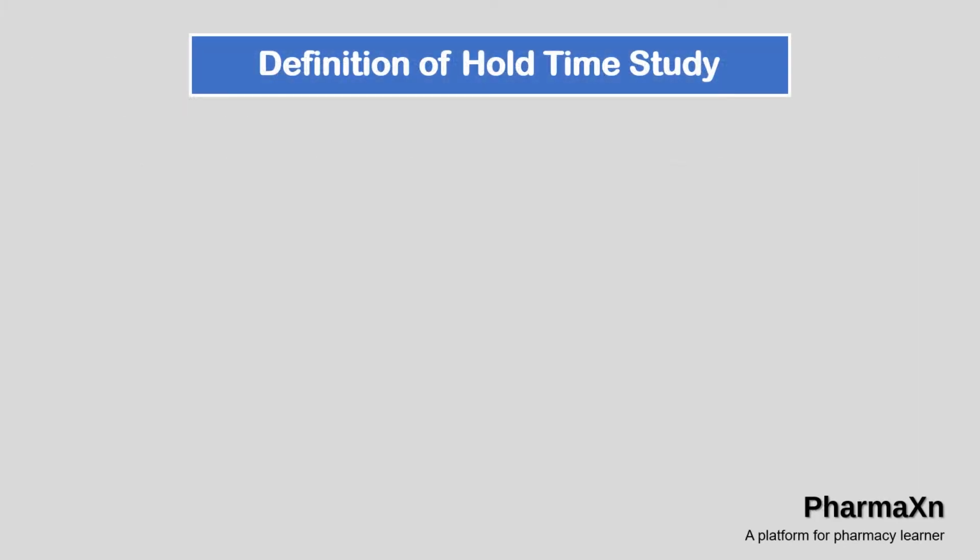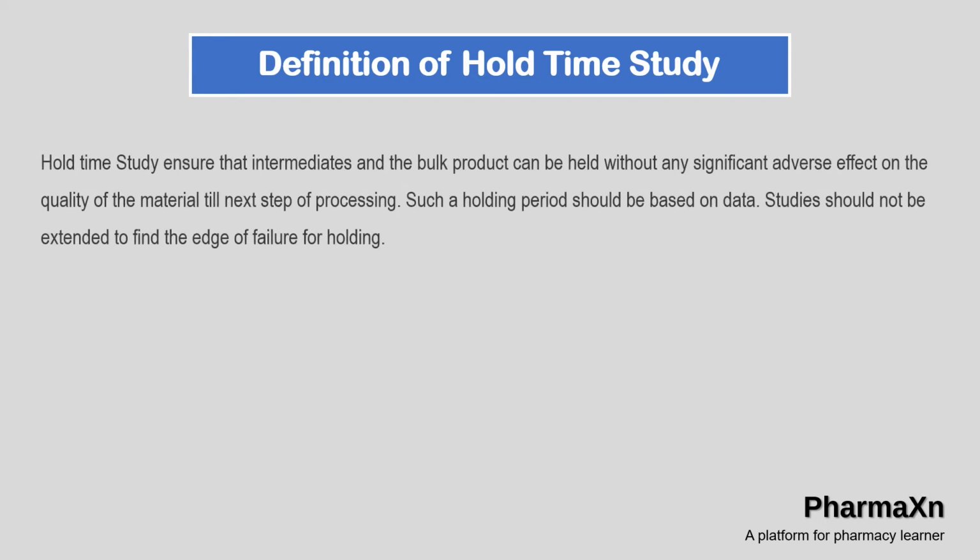Let's come to the definition of hold time study. Hold time study ensures that intermediates and the bulk product can be held without any significant adverse effect on the quality of the material till the next step of processing. Such a holding period should be based on data. Studies should not be extended to find the edge of failure for holding. Let's discuss the terminology used in hold time study.